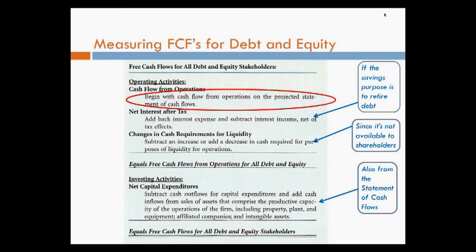Because you're measuring what's available to shareholders, you don't want to think about what's been paid to creditors.